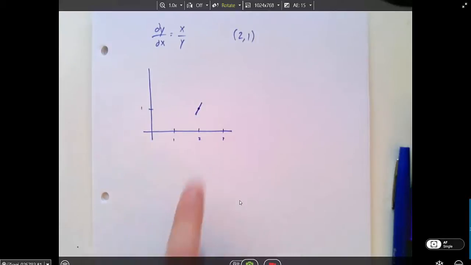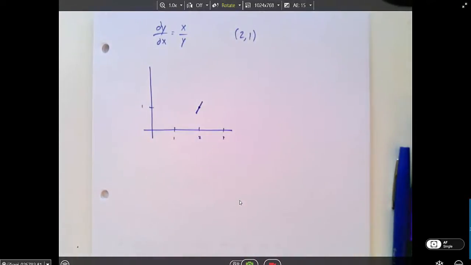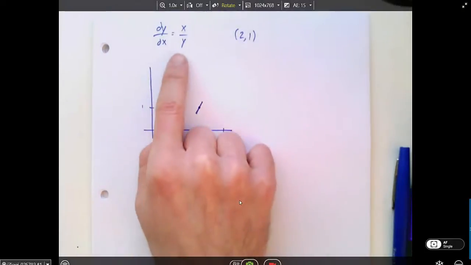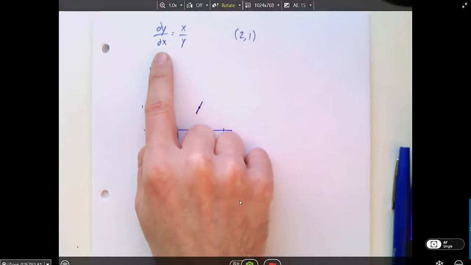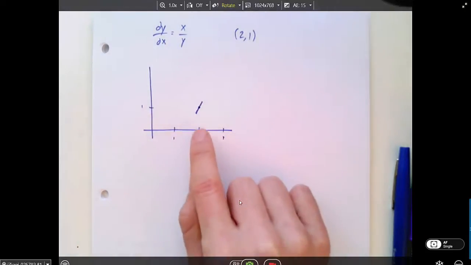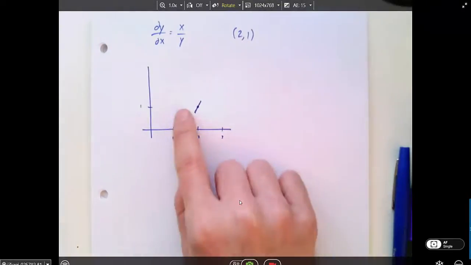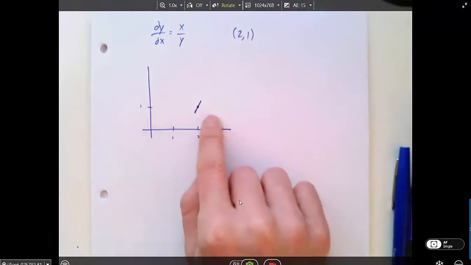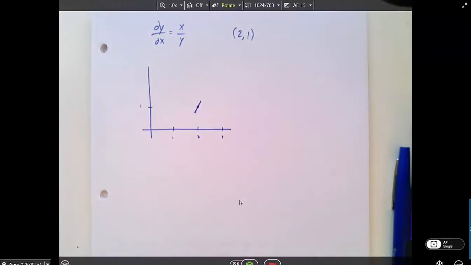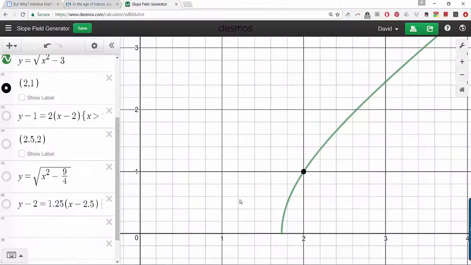We know the point (2, 1) is a point on our graph, and if I plug in x is 2 and y is 1 into the differential equation, that tells me dy/dx, which is the same thing as the slope. So this is all the information I have about my solution curve. It might curve away like this, it might curve like that, it might curve like this, I'm not sure. Okay, let's take a look and see what the actual solution looks like.